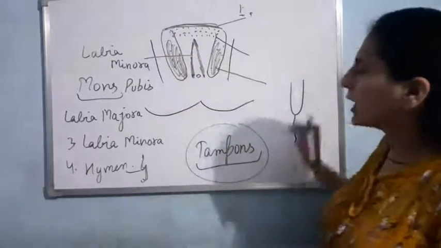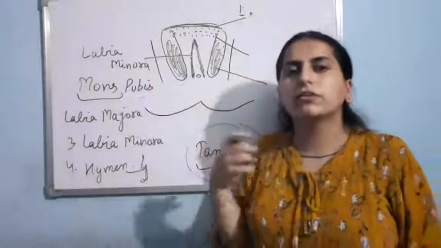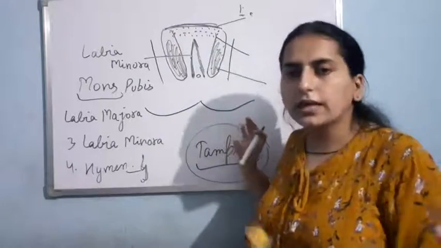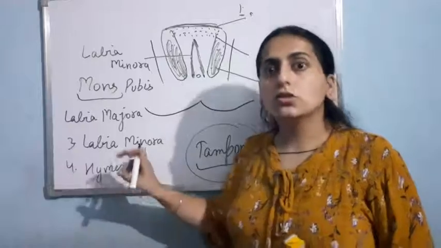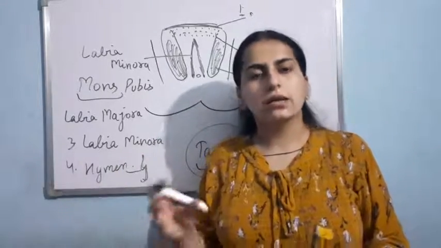So sometimes what happens when the vaginal tampons are inserted in the vagina by the female during the menstrual time, these tampons might rupture the hymen. So hymen can get torn due to a variety of reasons.